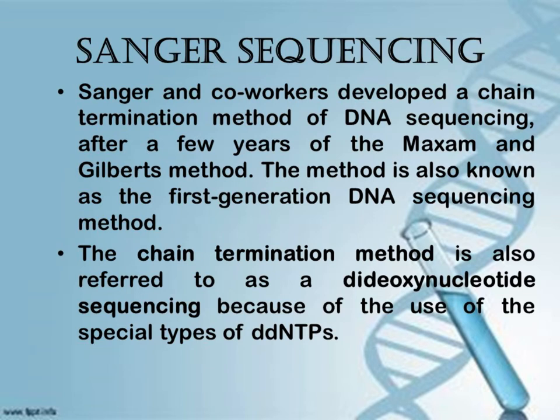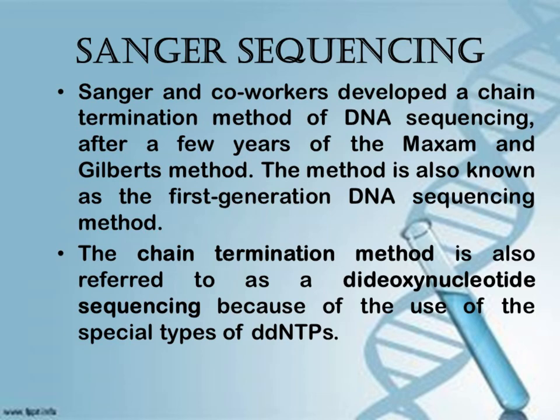Sanger and co-workers developed a chain termination method of DNA sequencing a few years after the Maxam and Gilbert method. The method is also known as the first generation DNA sequencing method, which I've already discussed before in this presentation in detail. The chain termination method is also referred to as dideoxynucleotide sequencing because of the use of special types of DD-NTPs.